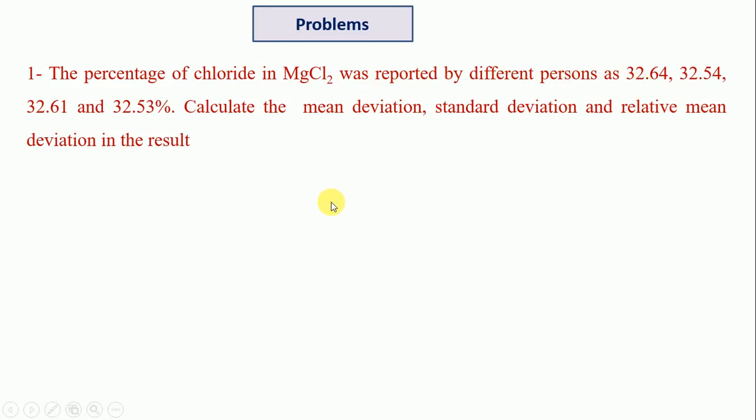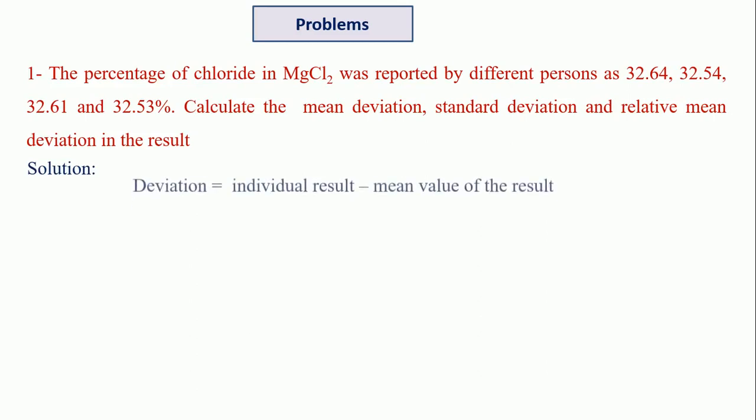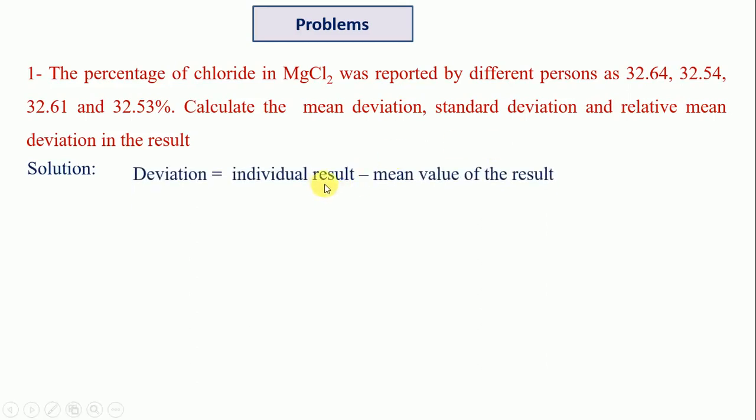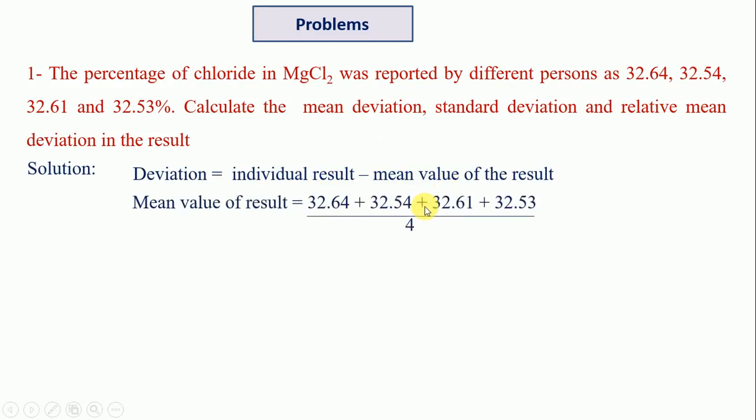Now see, we have to calculate the deviation. See the formula for deviation. Deviation is equal to individual result minus mean value of the result. Then put the values. How to calculate the mean value? 32.64 plus 32.54 plus 32.61 plus 32.53, 4 values, so therefore divided by 4. Then the answer is 32.58. This is the mean value of the result.